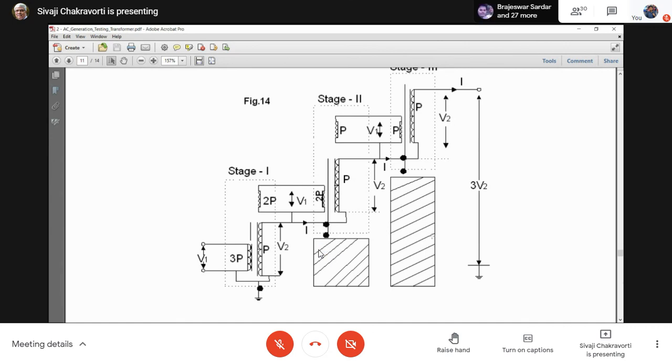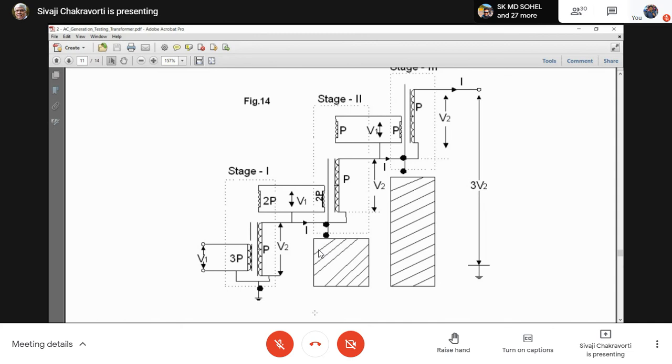And what is the current through the secondary? It is I, because this is series. Voltage is V2, so KVA is V2 into I, which is P. Now both the tertiary and the secondary are getting their power from the primary. So the primary has a KVA rating of 2P: P plus P, secondary P, tertiary P. So the tertiary of stage 1 will have a KVA rating of 2P.